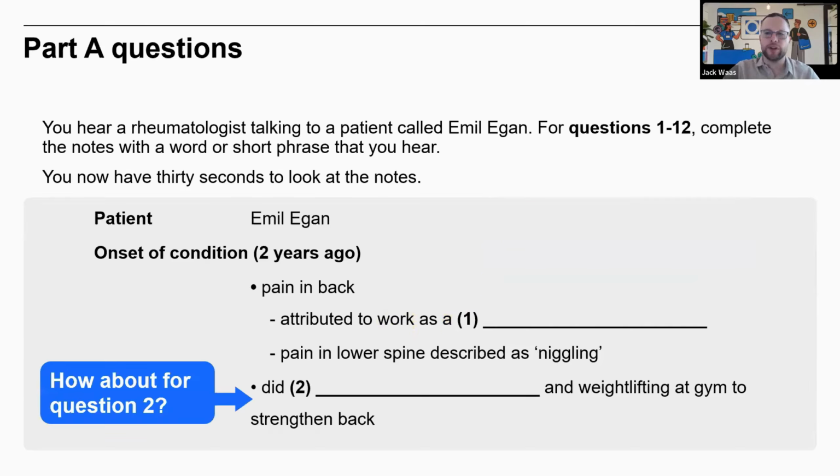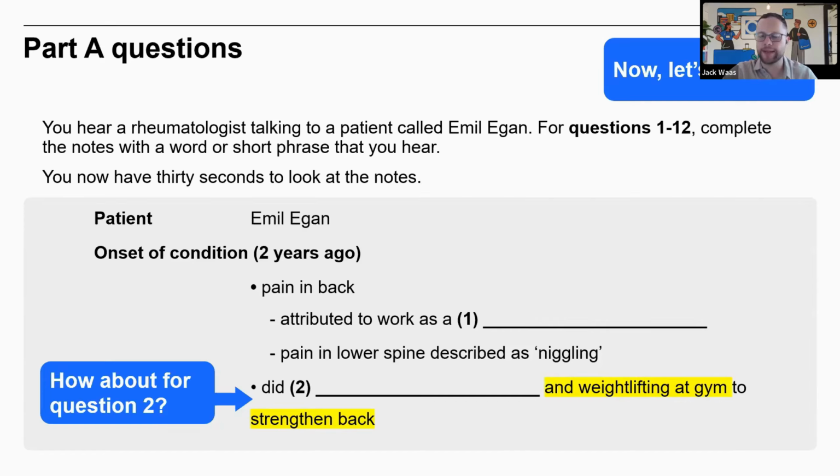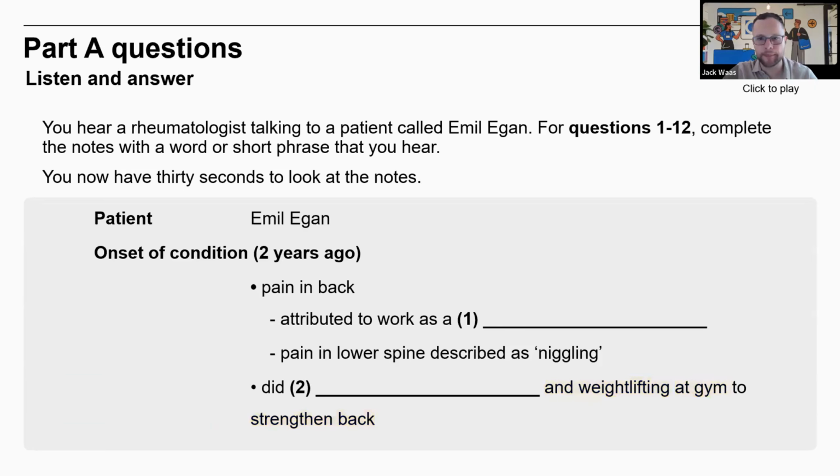Now for question 2, what do we see here? It says blank and weightlifting at gym to strengthen back. So maybe you're going to be listening for something that the person would do at the gym, right? That's what we're listening for here. All right, so I'm going to go ahead and play the audio for you. And then I'd like you to try to answer the questions in the chat. Let me make sure I'm sharing my sound. Here we go. Let me go ahead and play the audio.